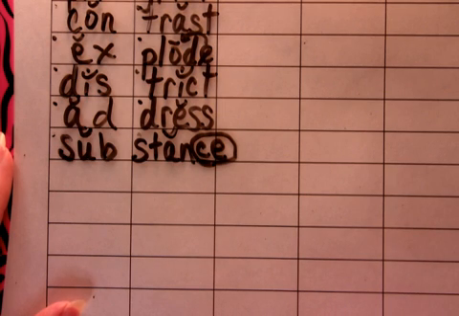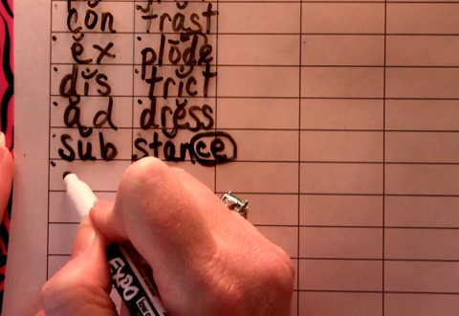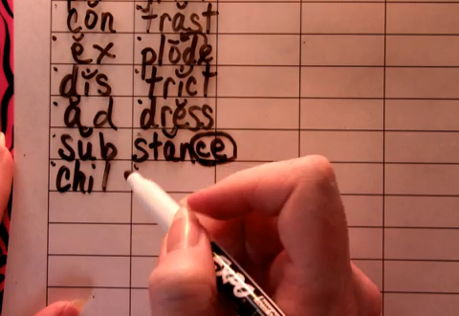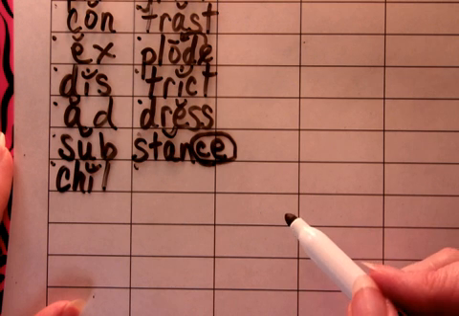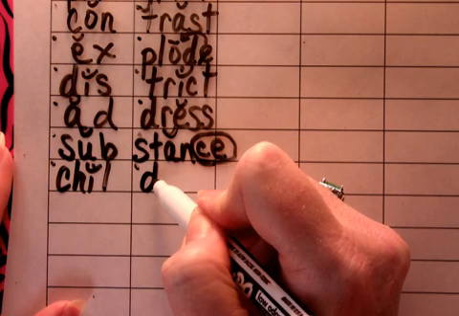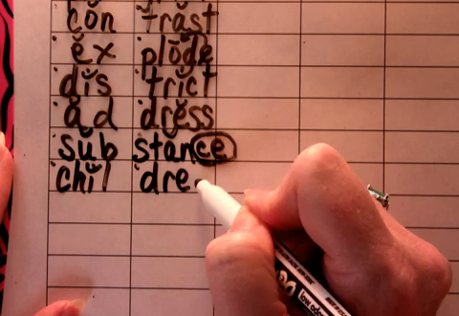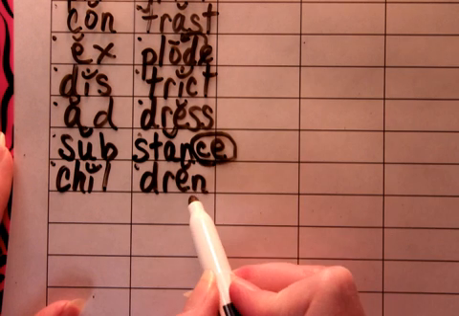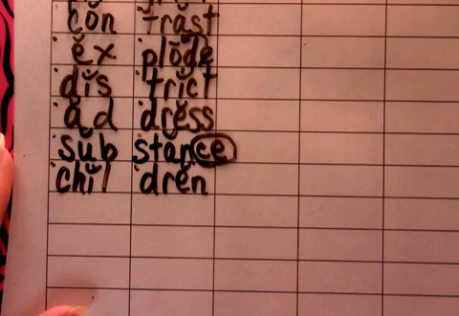And the last word is children. Children. Chill, ch, ch, I, L, just one L. The vowel is short, it's a closed syllable. Dren, D-R-E-N. The bubble comes first. The vowel is short because it's a closed syllable. One vowel followed by one or more consonants. The vowel is short. Children.